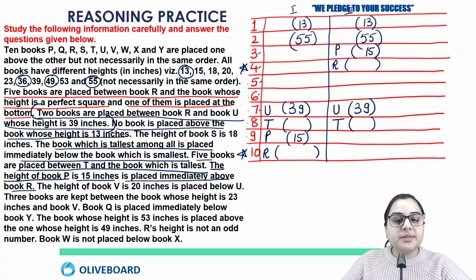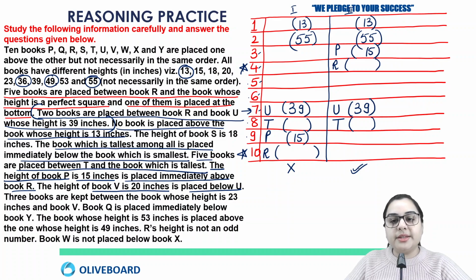Right. Okay. So next we can see that the height of book V is 20 inches and it is placed below U. Now U is there on 7th position. If you check the first possibility, below U it is already T, P and R. So we won't be able to write book V here. That means this first case is wrong and the second case is correct, and we have to complete the second case now. Why is the first case wrong? Because in the first case I cannot fill book V which is 20 inches.